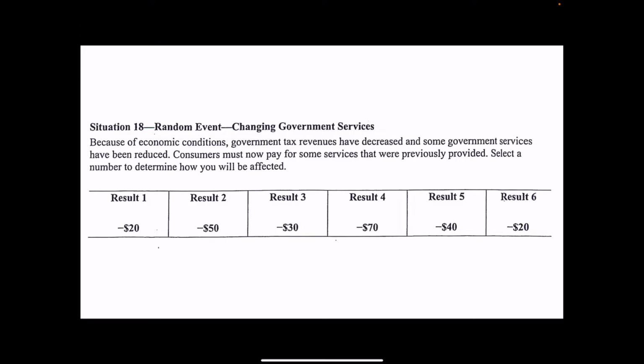Situation 18 is another random event. Because of economic conditions, government tax revenues have decreased and some government services have been reduced. Consumers must now pay for some of the services that were previously provided. Select a number to determine how you will be affected. So when I dug through the purple cards, number 1 came up. That one's probably the best one, it is minus 20. So under 18, random event, write number 1 for your choice, and it will be minus $20. And then you can figure out your balance.